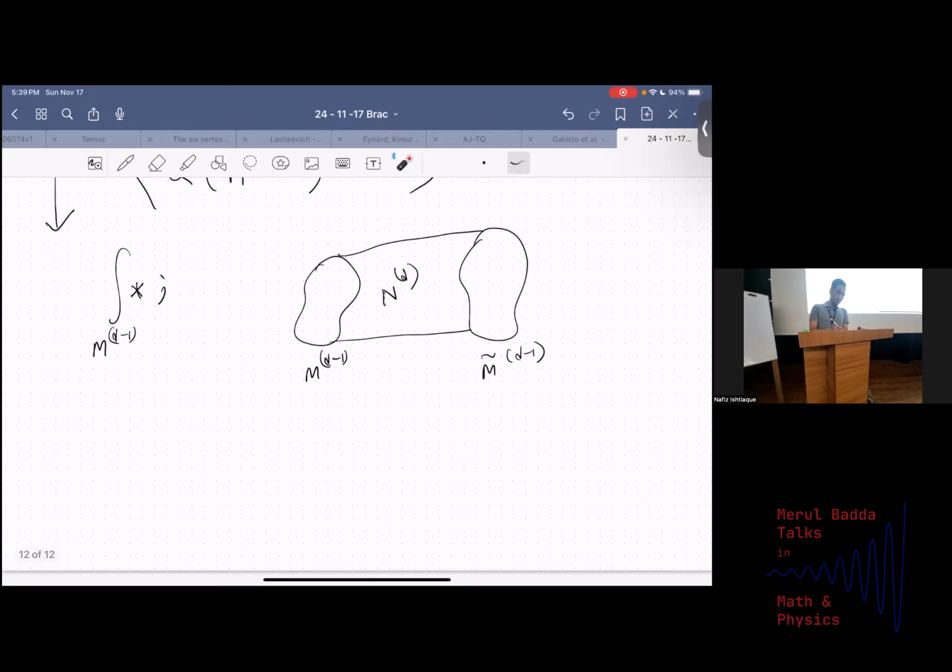Now, if I want to prove that this operator doesn't really depend on the support, whether it's M_{d-1} or M tilde_{d-1}, I can do it as follows. So what is the difference between this and this?